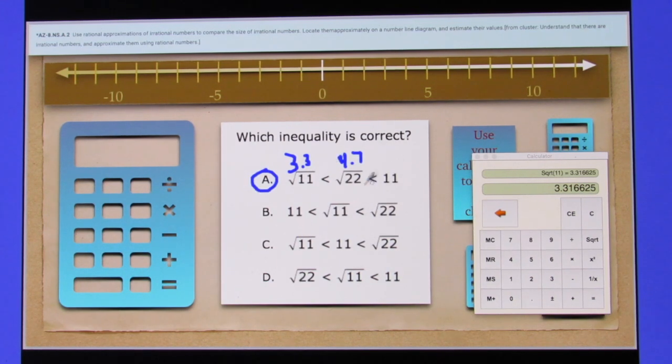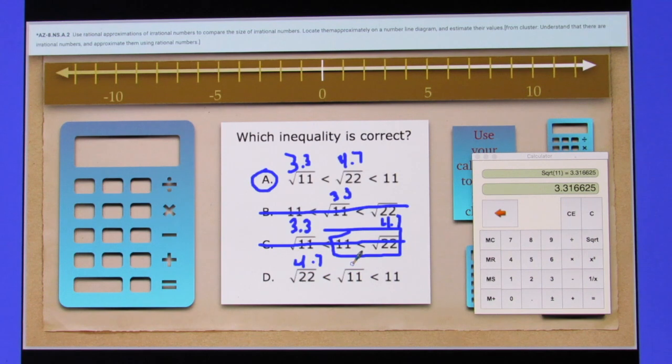Let's double check down here. We've got the square root of 11, 3.3. 11 is less than 3.3. No, it's not. The square root of 11, we have 3.3, or 3 3/10 is less than 11. That's true. Is 11 less than the square root of 22? Is 11 less than 4.7? No, it is not.